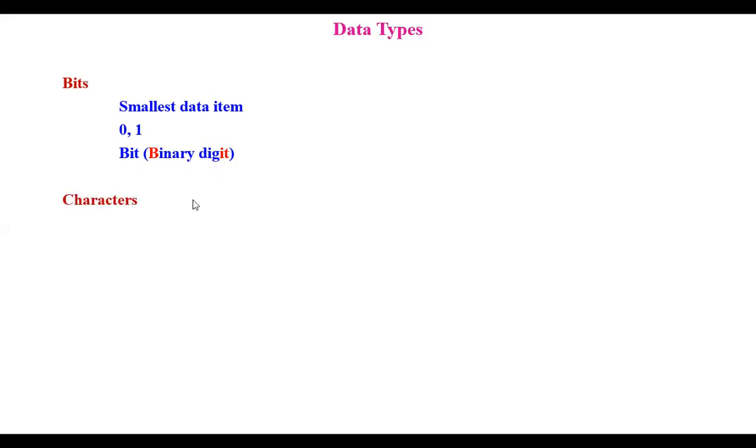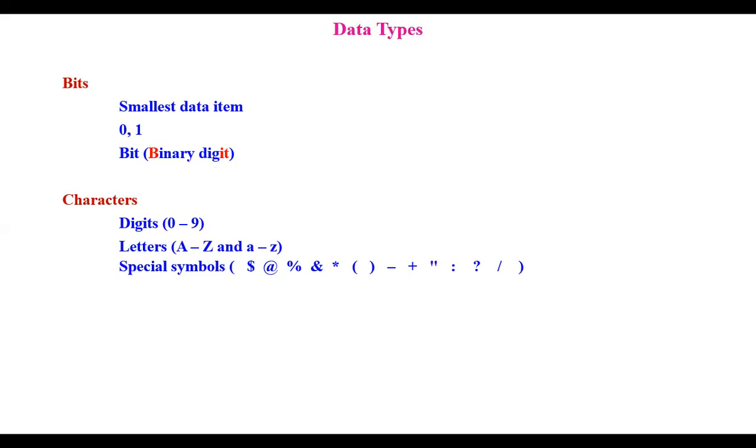Next comes characters. Characters are there in the form of numbers or digits 0 to 9, and the letters, which may be capital letters or small letters or special symbols, right? But here the computers process only zeros and ones. We know that the computer can process only zeros and ones.